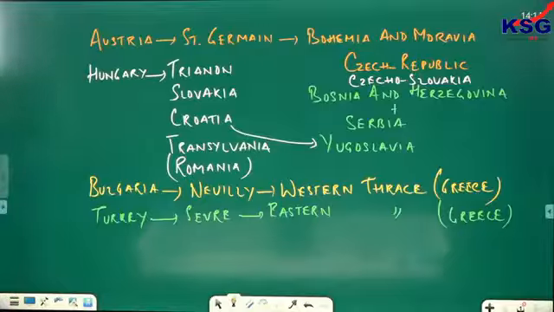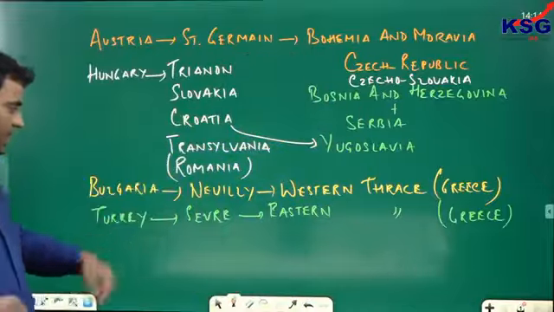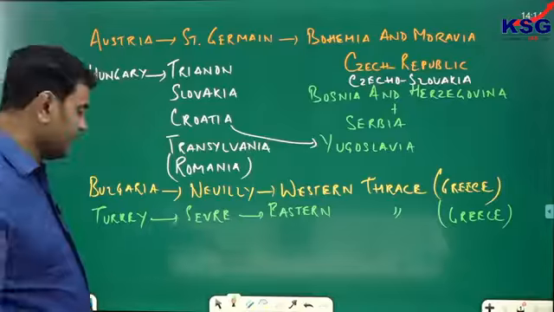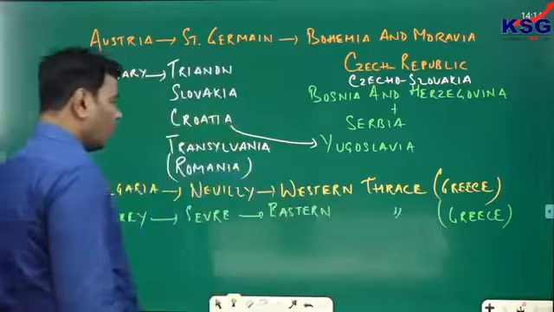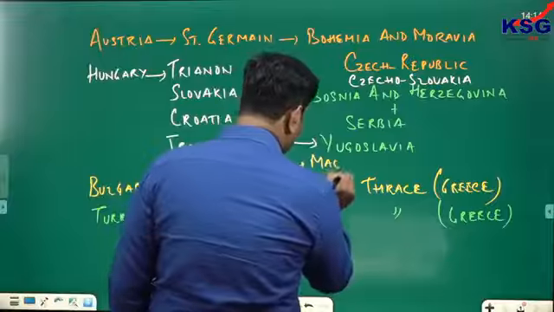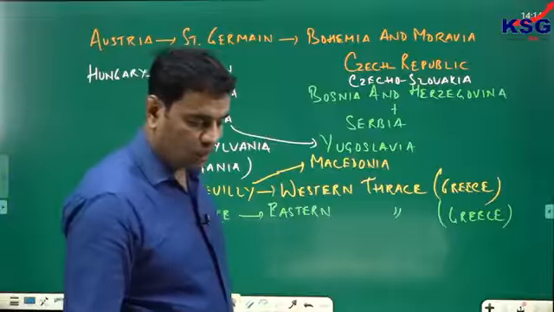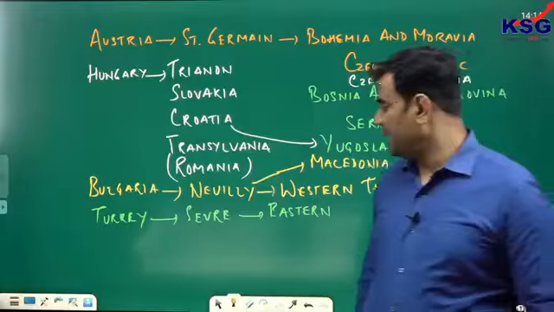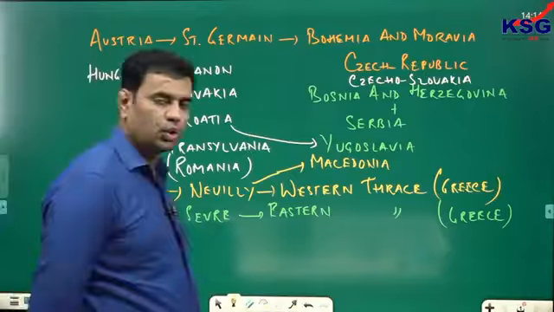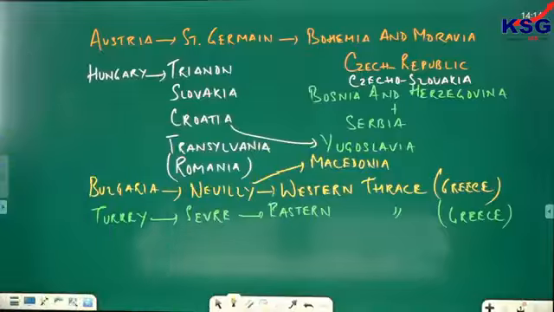Right. The victorious powers imposed the Treaty of Neuilly. All these are cities of France. They imposed the Treaty of Neuilly on Bulgaria, whereby the region of Macedonia was taken away and integrated with Yugoslavia.